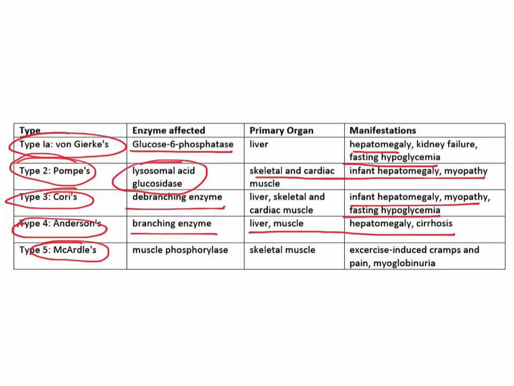McArdle's disease is due to a deficiency in muscle glycogen phosphorylase. The primary symptoms are cramping, muscle pain, and myoglobinuria following exercise.